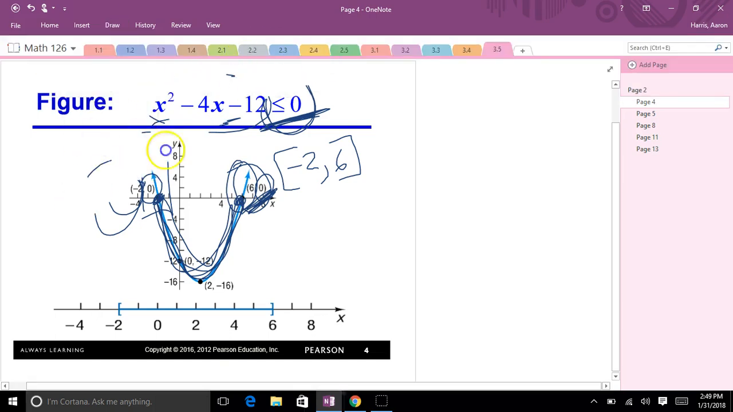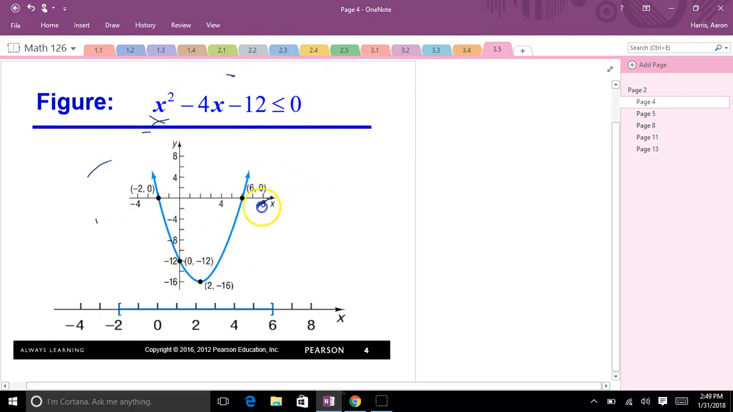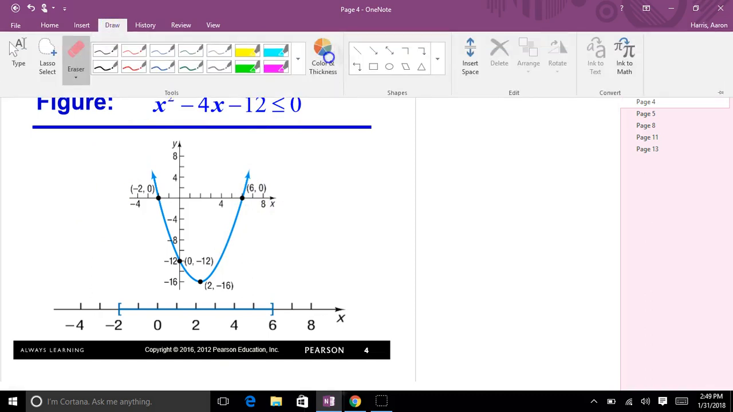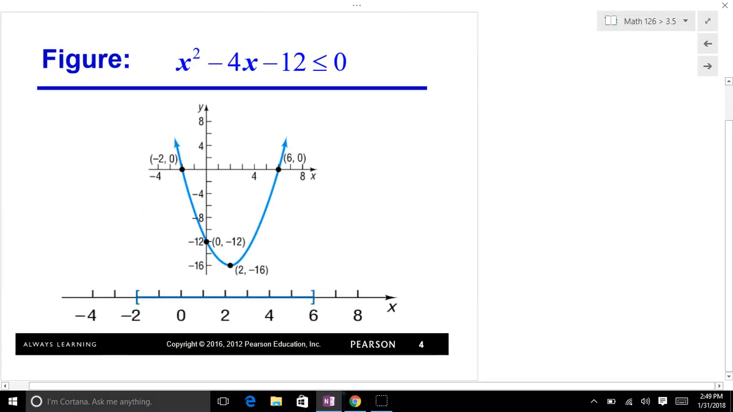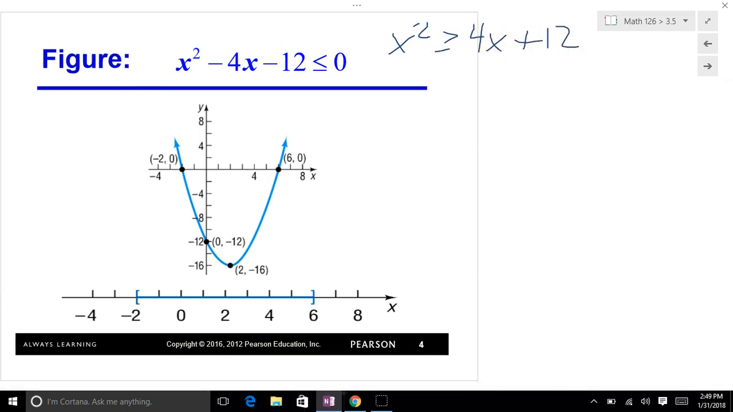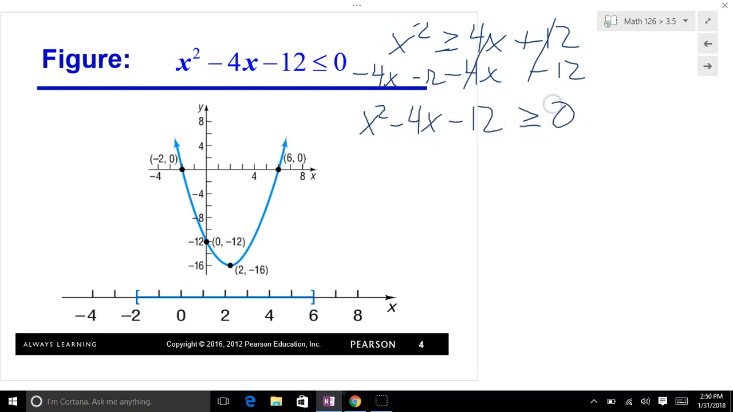Now, let me erase this real quick. Let me change this just a little bit. Let's say we had instead x squared greater than or equal to 4x plus 12. Well, first you want to get a 0. You want to examine this in terms of your 0. So take these over to the other side first. So you've got x squared minus 4x minus 12, but we've got it greater than or equal to 0.